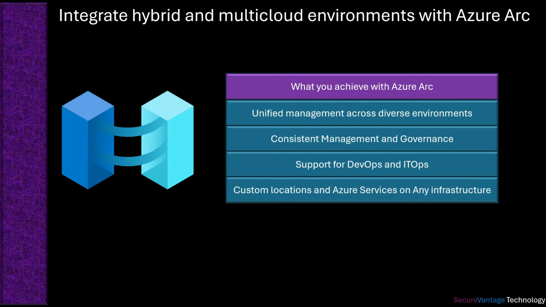Using Azure Arc, you can support custom locations and Azure services on any infrastructure. Azure Arc enables you to create custom locations on top of your Kubernetes cluster, using them as targets for deploying Azure resources. This means you can run Azure data services like SQL Managed Instance and PostgreSQL on any Kubernetes environment as if they were running directly in Azure. These services benefit from Azure's features like elastic scale, updates, and security even when they are running outside of Azure.